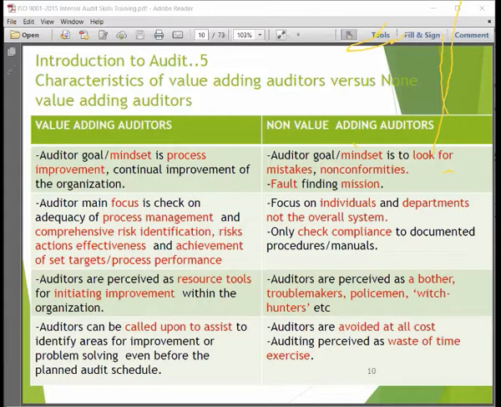Have you been following this? Yes. Just compliance to documented procedures. Compliance is good, but more than that, we want achievement of set targets. You can comply A to Z, but you're not achieving your targets. So we need to look at it in the bigger picture.